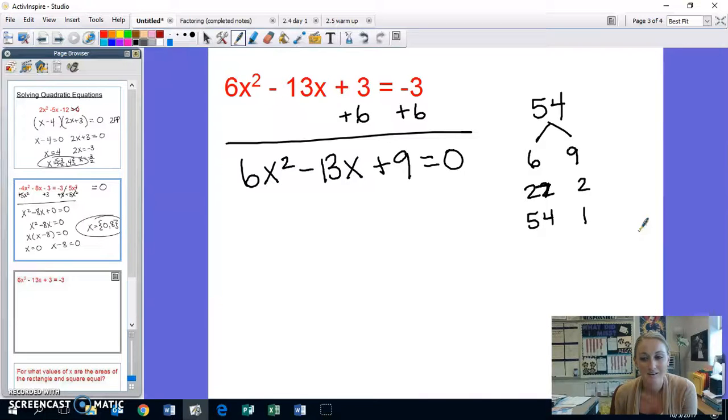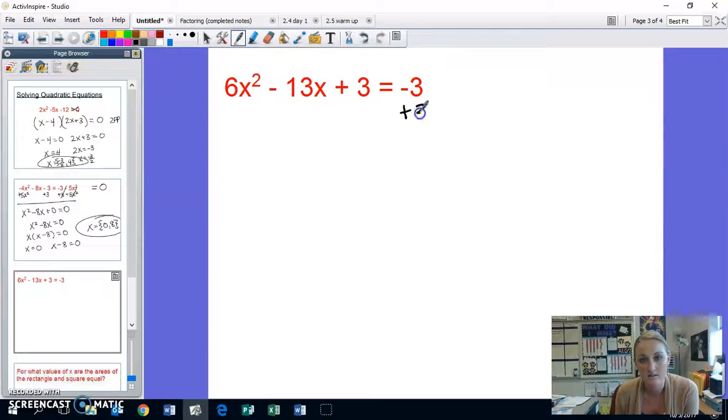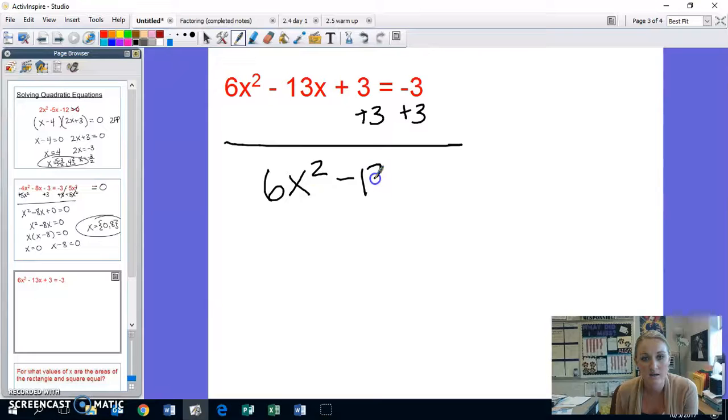Okay, ignore everything I've done. I'm not adding 6 to both sides, I'm adding 3 to both sides. So, 6x squared minus 13x plus 6 equals 0. Sorry I had to sit through that painful mess.